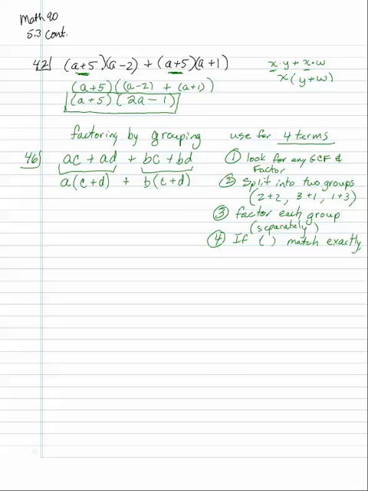then you can factor it out, just like we did with the 39 and 42. So if the parentheses match exactly, then factor out the parenthesis, meaning write it down, right? And then write what's left over in the second set.